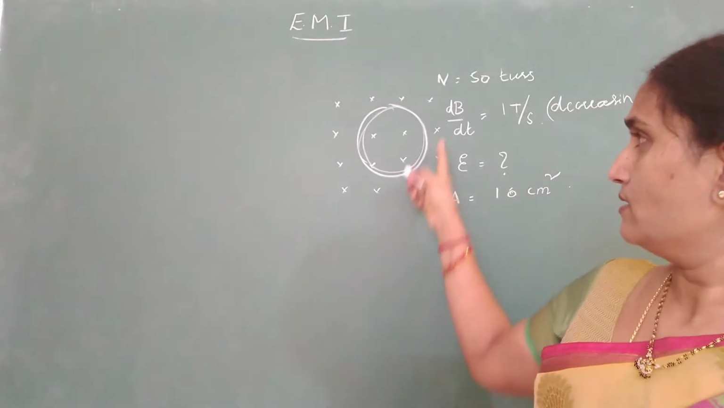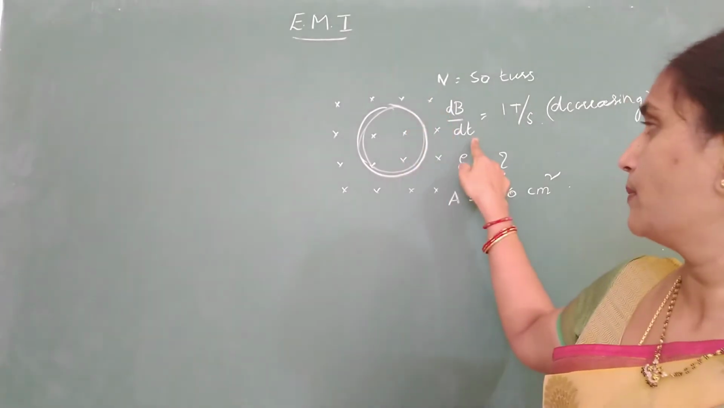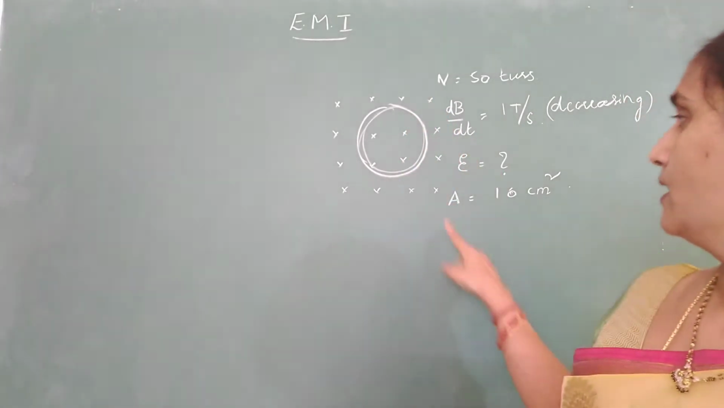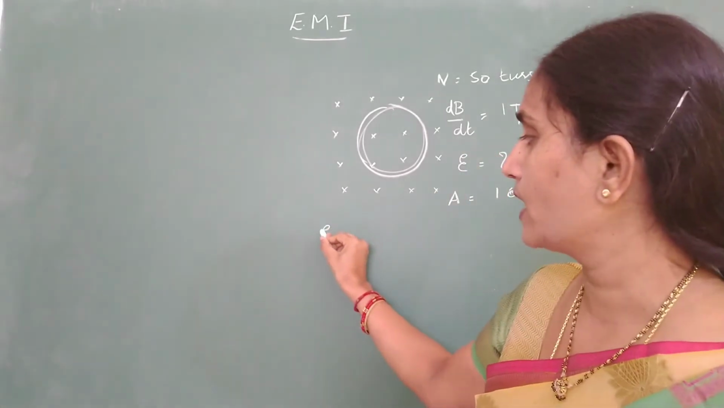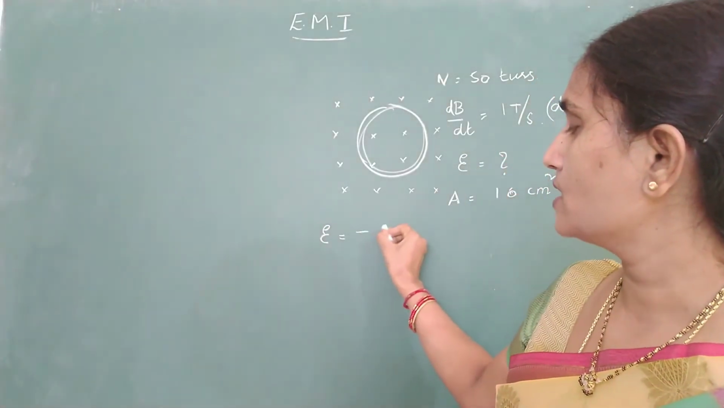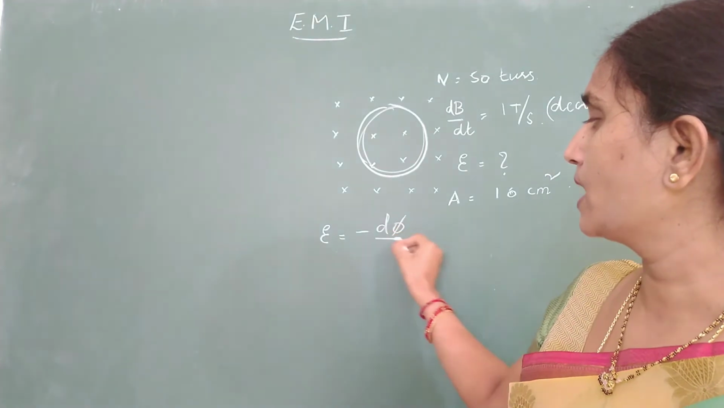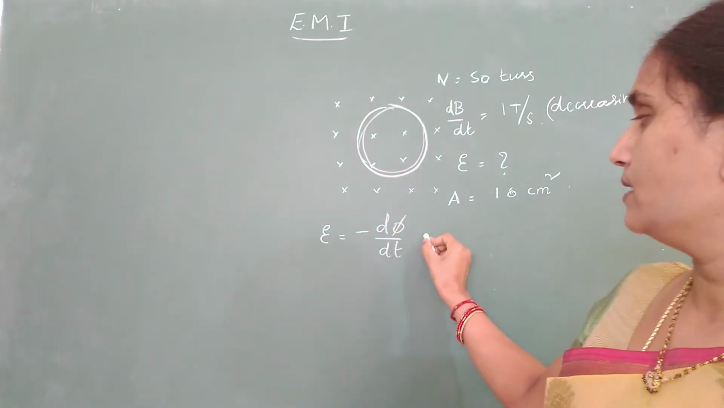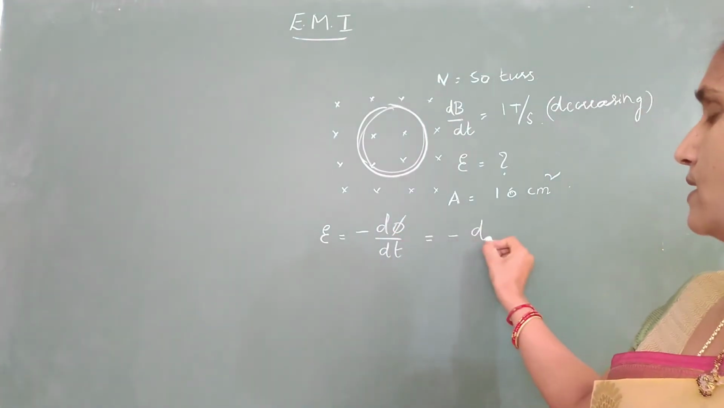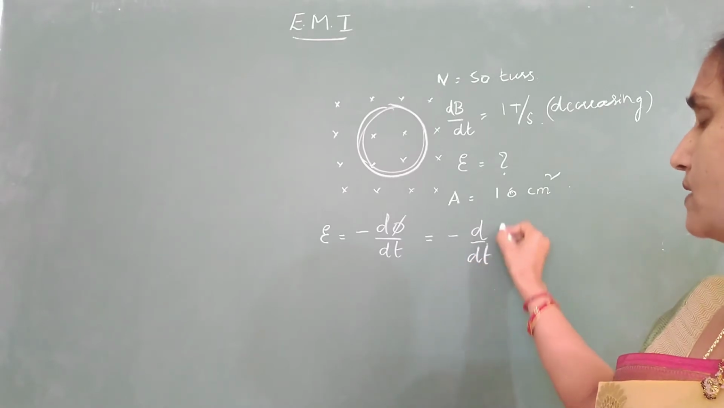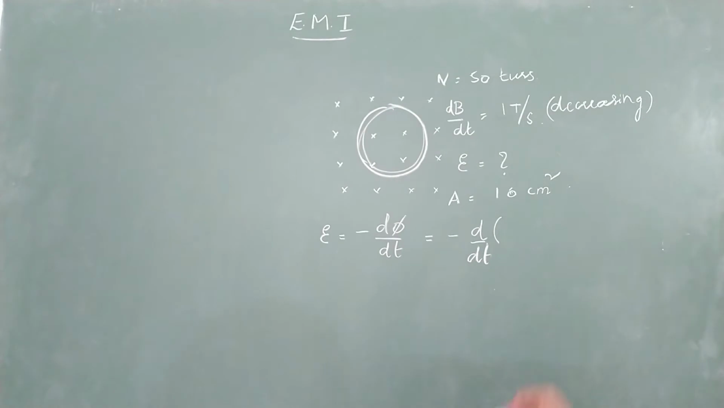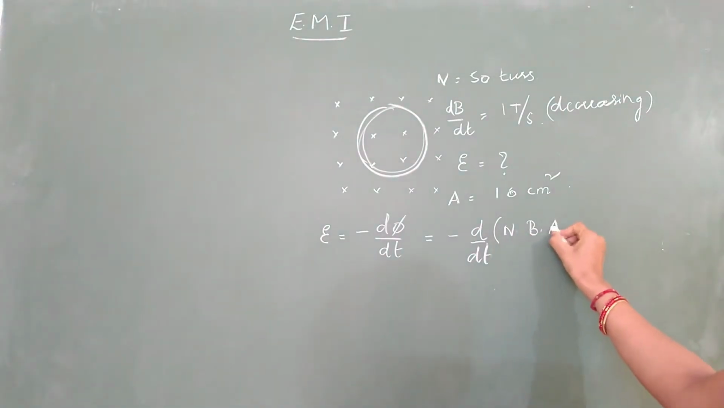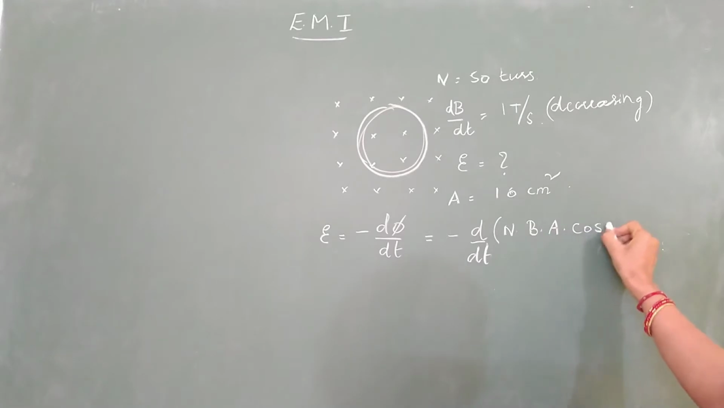So the number of turns is given, the magnetic field is changing with time, and we are asked to evaluate the induced EMF. So go according to Faraday's law. What is induced EMF equal to? Minus d phi by dt. Minus of d by dt of, we know flux is B dot A, and if you have n number of turns, include that n also: N into B dot A into cos theta.